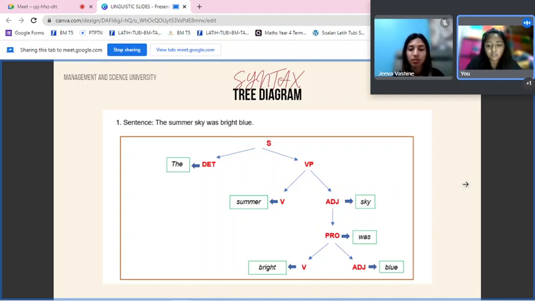Under adjective there is pro, which is pronoun. Pronoun stands for was in the sentence. And under pronoun, there is again verb and adjective. Verb is bright and adjective is blue. So we chose this sentence to explain the tree diagram in our presentation.